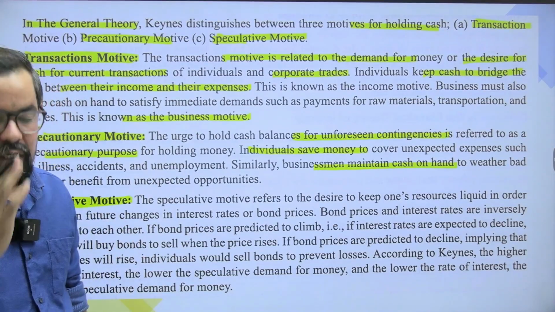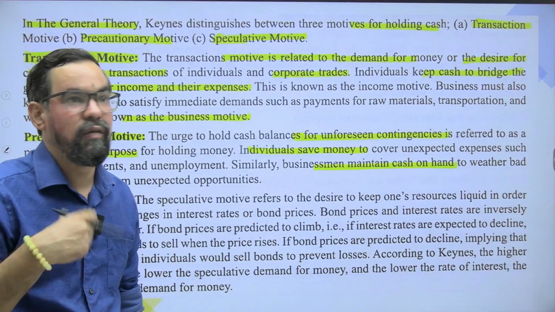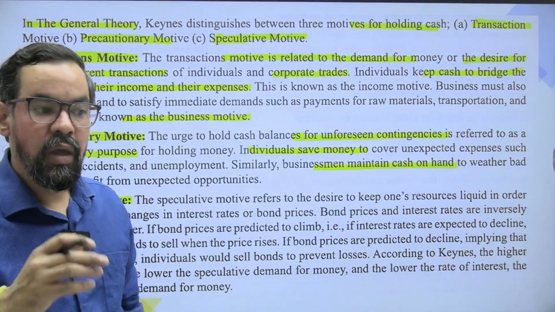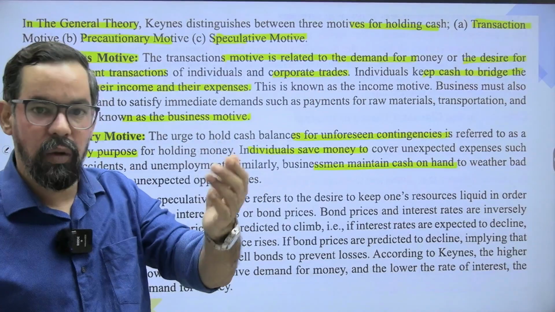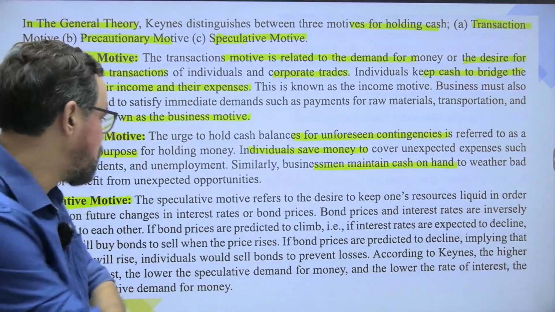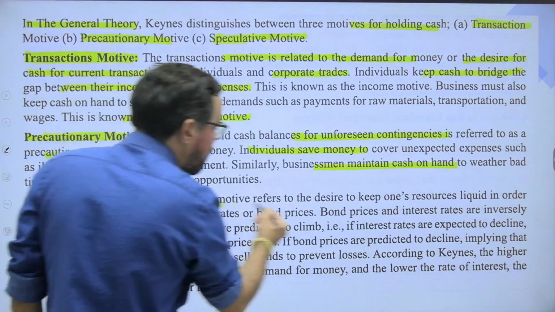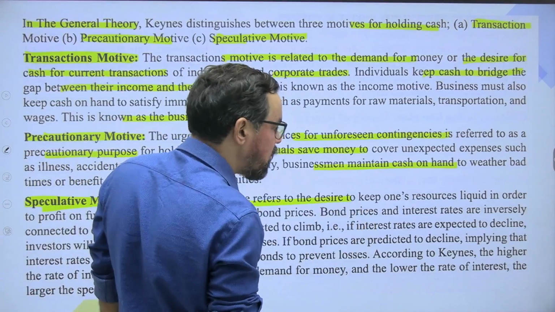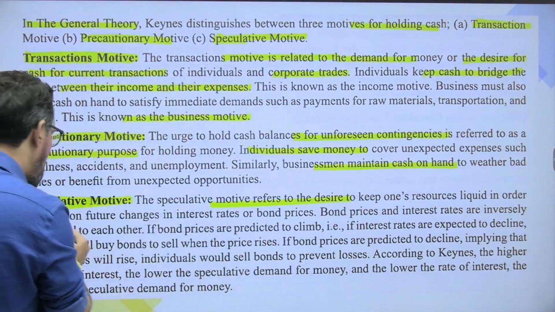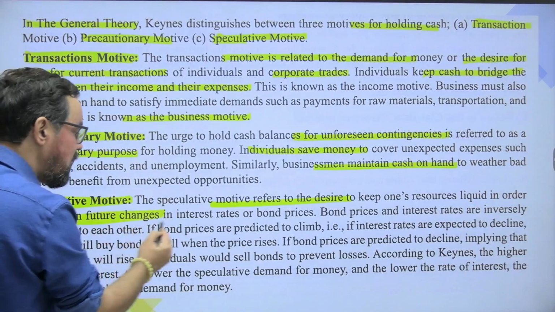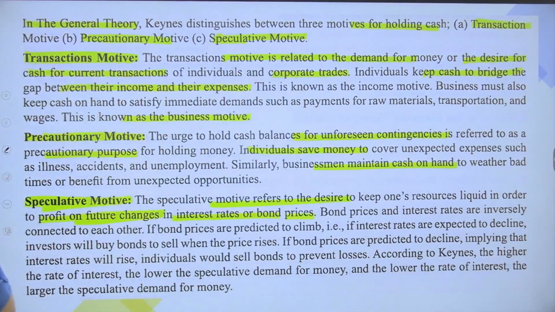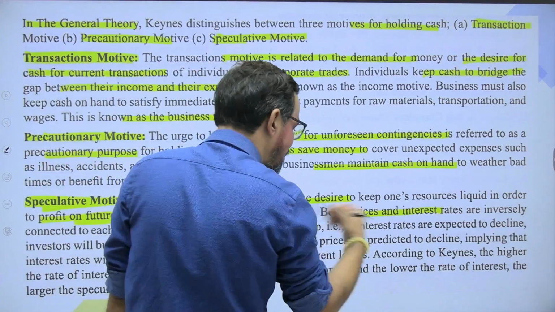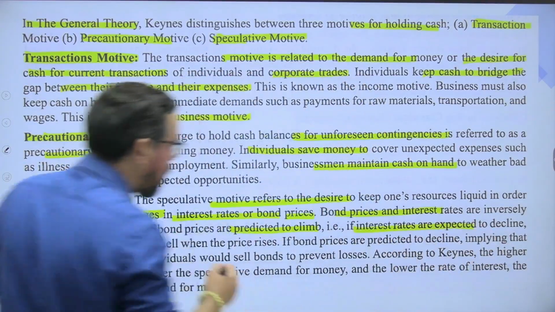The speculative motive is something like gambling. For example, we invest in IPOs, or if we have some idea that in the coming time these prices will go up, we purchase those particular securities. So the speculative motive refers to the desire to keep one's resources liquid in order to profit on future changes in interest rates or bond prices. Bond prices and interest rates are inversely related to each other. If bond prices are predicted to climb, interest rates are expected to decline.